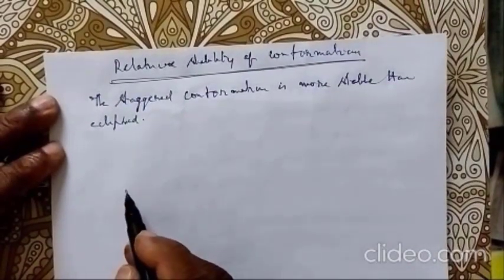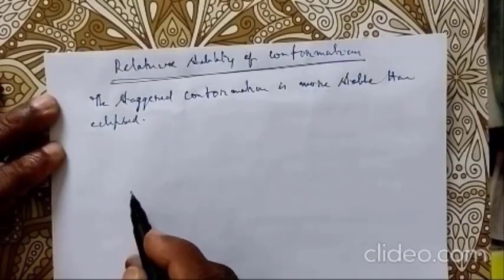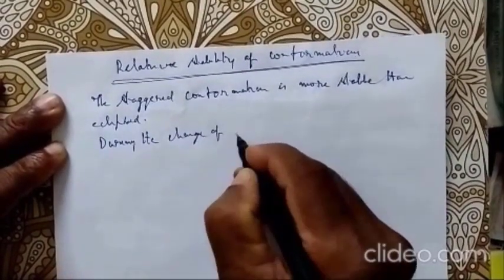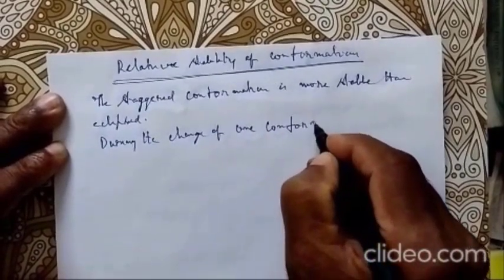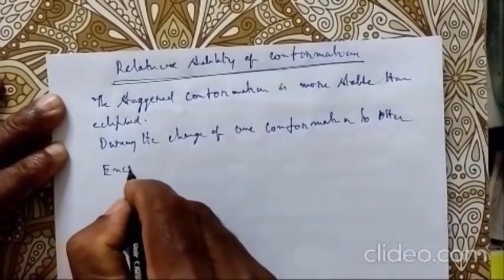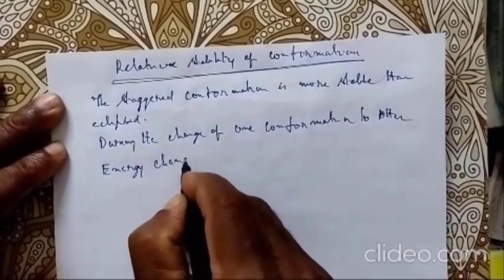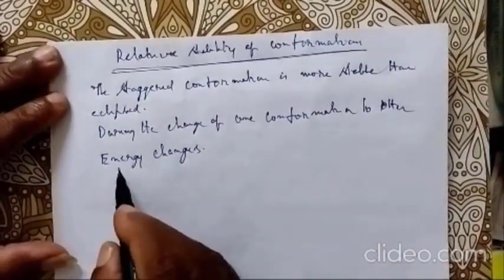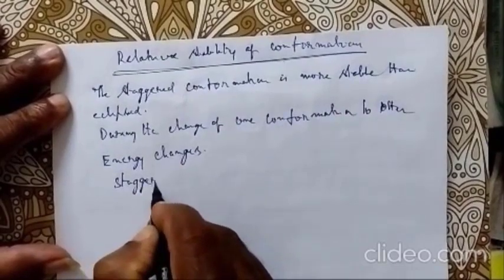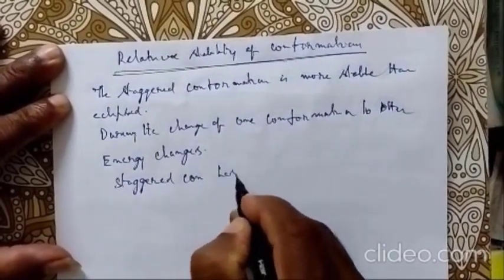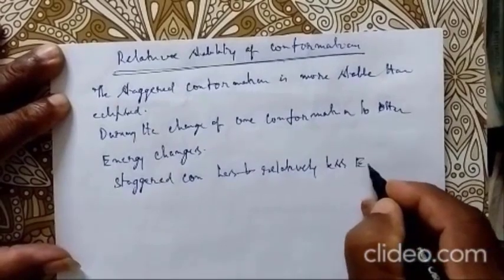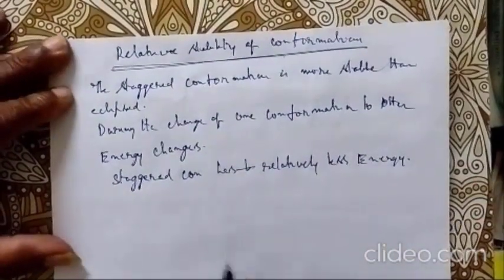See, when one conformation changes to another, the energy of the molecule changes. So during the change of one conformation to the other, energy changes. Out of two conformations, the staggered conformation has relatively less energy. Why is it so?